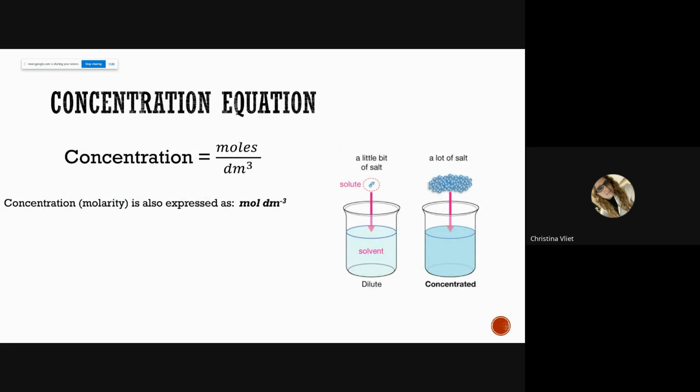The other thing you need to remember is the following. We are going to be looking at concentration in only one unit. The only unit we care about is molarity in this class. Do you remember molarity from previous or honors?